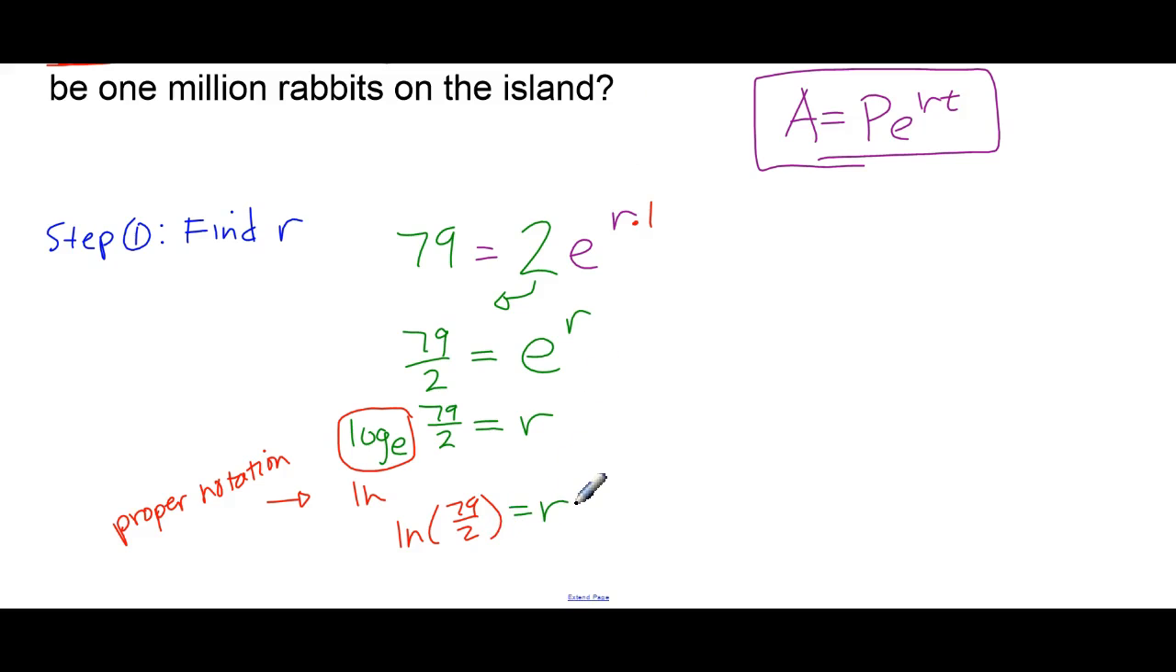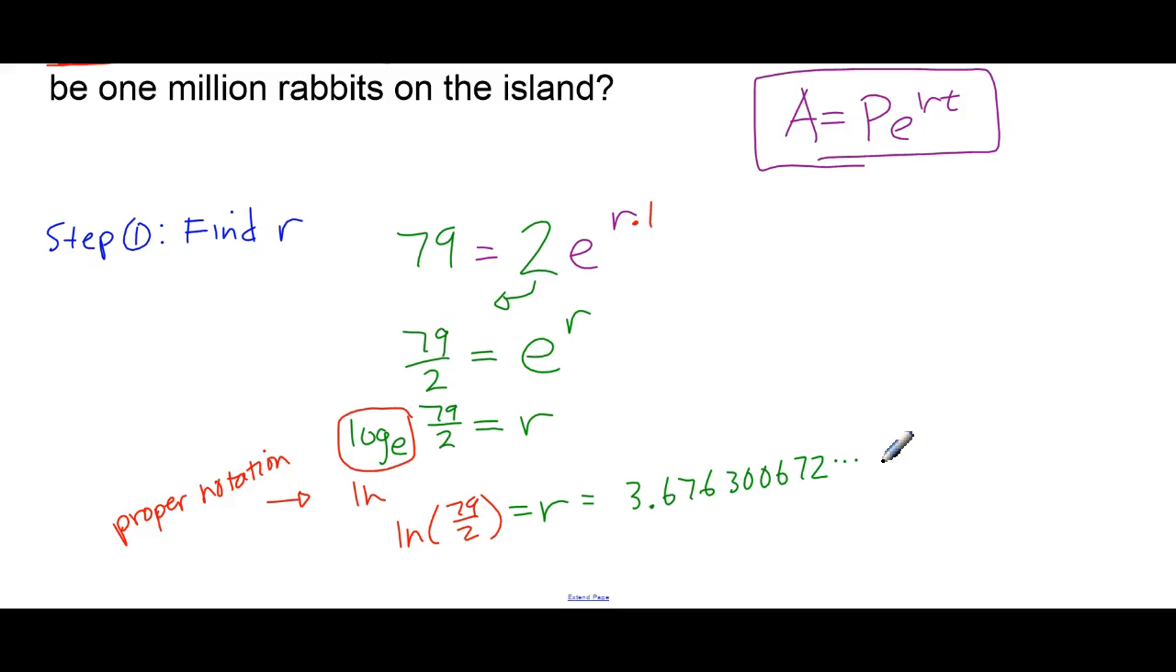So grab your calculator, figure out what that is. Natural log of 79 over 2 comes out to be 3.67630, etc. And just like with square roots, logarithms usually come out irrational numbers. Don't be surprised if these decimals are ugly messes.